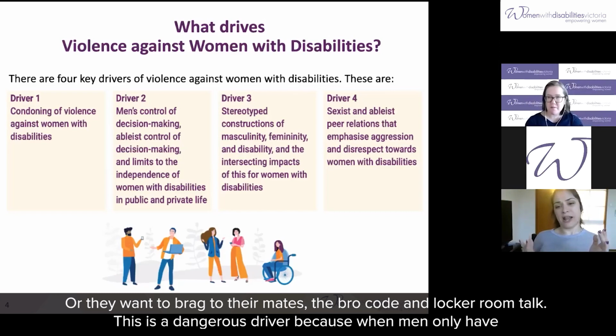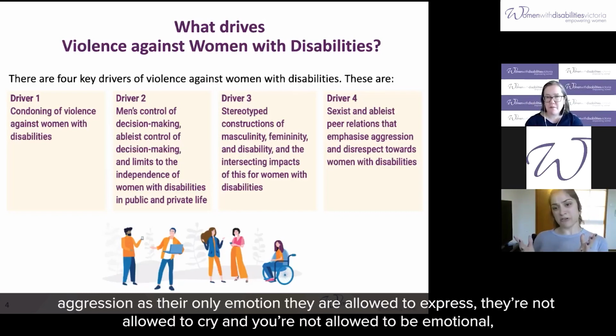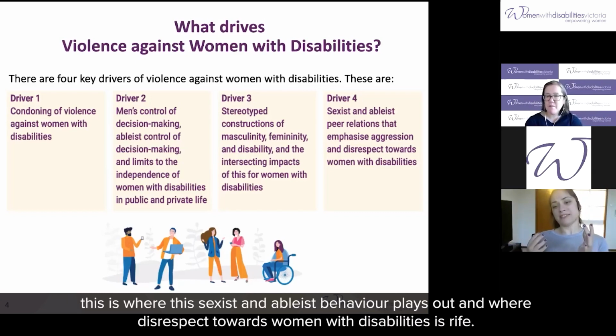And this is a dangerous driver because when men only have aggression as their only emotion that they're allowed to express, and then they're not allowed to cry and they're not allowed to be emotional, this is where this sexist and ableist behaviour plays out and where disrespect towards women with disabilities is rife.